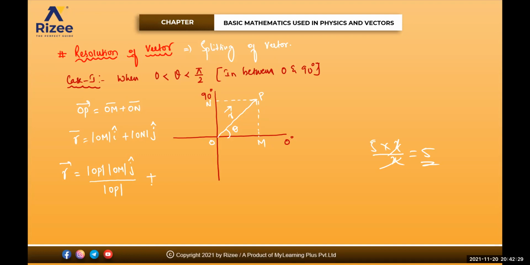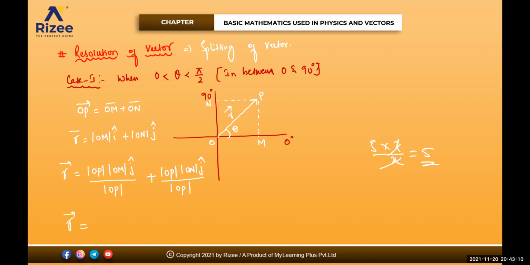The same way for your ON. This is ON, into this one is OM I for J cap. So I can write this one as multiplying again with OP. So it is mod of OP into mod of ON into your J cap divided by mod of OP. For both the equations of OM and ON, I am multiplying and dividing by OP. Will it make any difference for it? No, no.